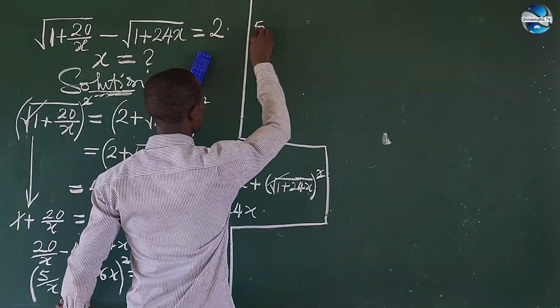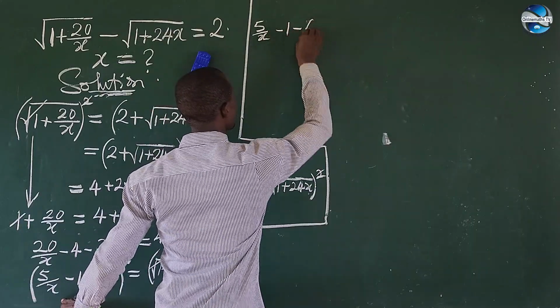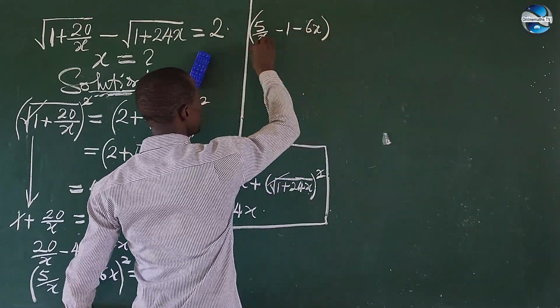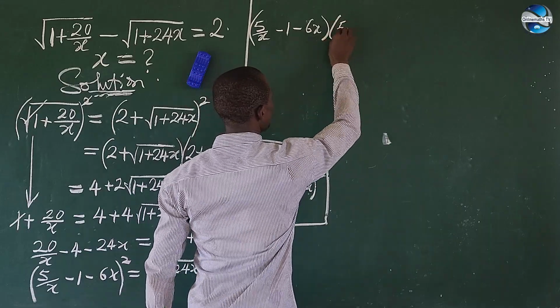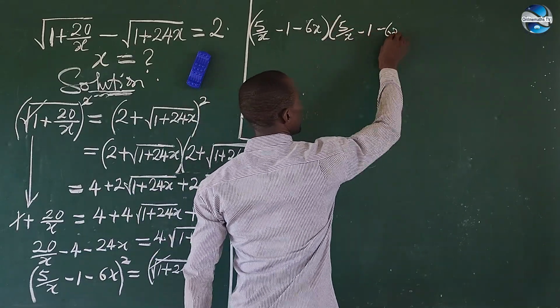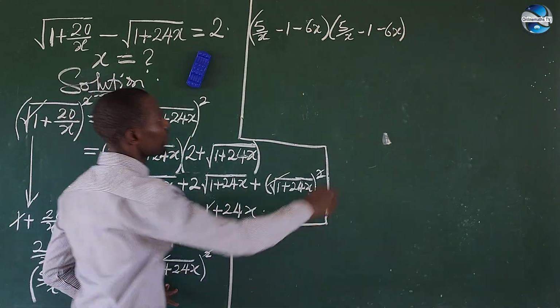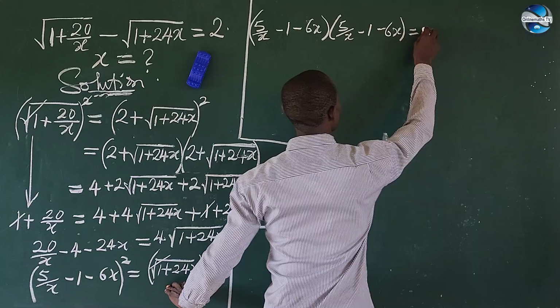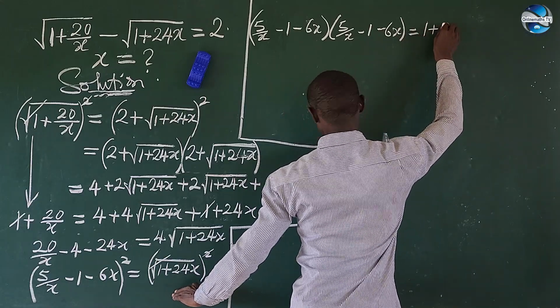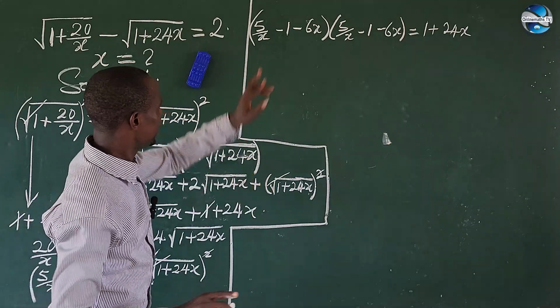I also have here 5 all over x, then minus 1 minus 6x into itself. So we have 5 all over x minus 1 minus 6x. Then everything equal to 1 plus 24x. So let's multiply again.